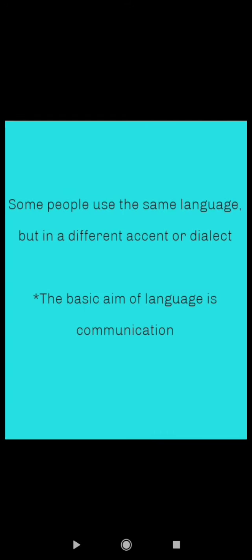Some people use the same language but in a different accent or dialect. يعني بعض الناس بيستخدموا نفس اللغة بس الاختلاف بيبقى فين؟ الأكسنت، اللهجة, or dialect برضه هي اللهجة. Accent or dialect is the way of pronunciation, okay? Accent is the way of pronunciation, and dialect is the use of some certain vocab which is different from one area to another one, okay? The basic aim of language is communication. الهدف الرئيسي من اللغة هو التواصل. Okay, this is the basic aim.